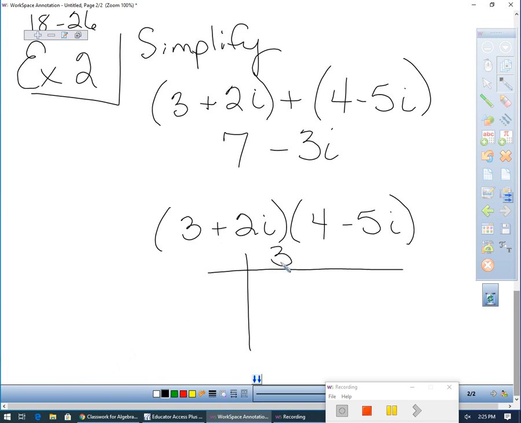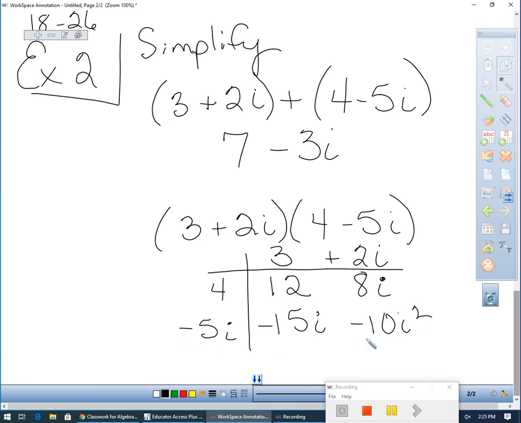3 plus 2i goes on top. 4 minus 5i, I'm going to put down the side. Okay? This is when you multiply them together. 4 times 3 is 12. 4 times 2i is 8i. 3 times negative 5i is negative 15i. 2i times negative 5i is negative 10i squared.